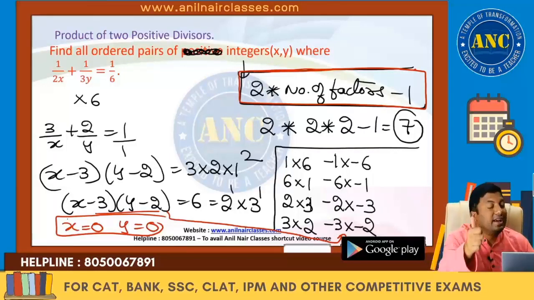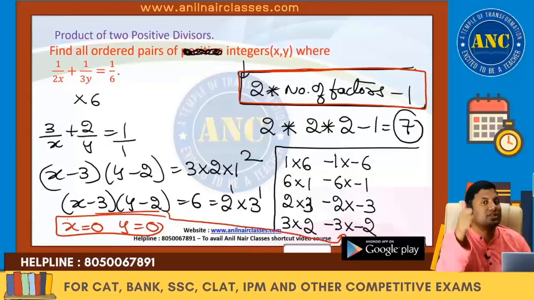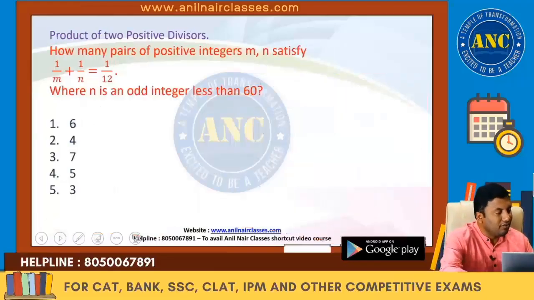I said a, b, c are numerical values. Either they could be natural numbers, or if it is a fraction, convert it into a natural number. Don't forget to subtract that case where x and y will take zeros.